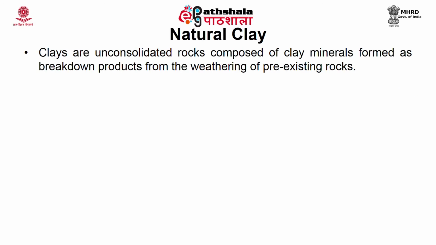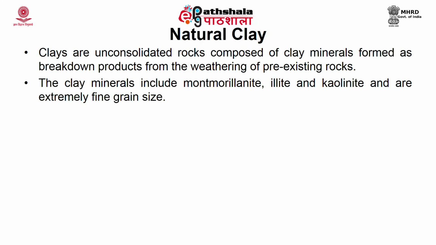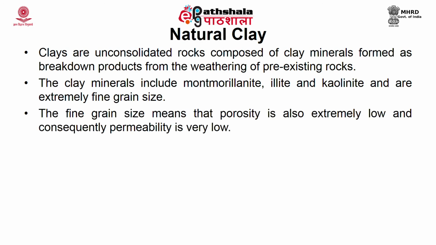Natural clay is the first type of liner material which we will look into. Now, clay is nothing but any unconsolidated rock material, composed of clay minerals, and they are generally formed by breakdown products, or during the weathering of an existing rock. Some examples of clay minerals are montmorillonite, illite and kaolinite. These have an extremely fine grain size. Now, the grain size will always determine the porosity of the material. So, a finer grain size means the porosity will be extremely low and the permeability also will be very low.